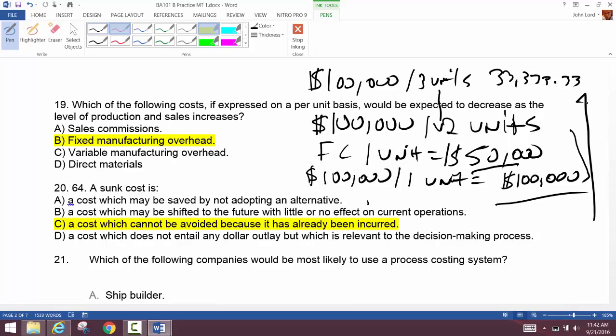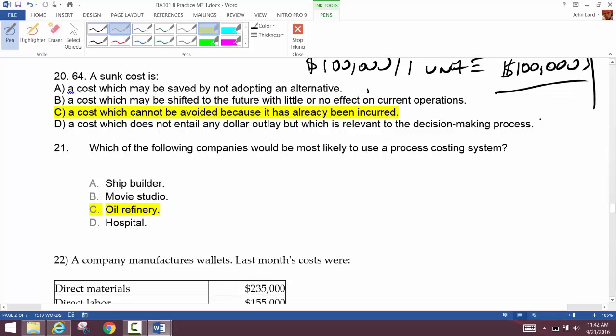Okay? Now you come over and we say a sunk cost, from way back in chapter 1 or 2, I forget where we were doing definitions. A sunk cost is what? A cost that has already been incurred, right? And so it is not relevant to my decision.